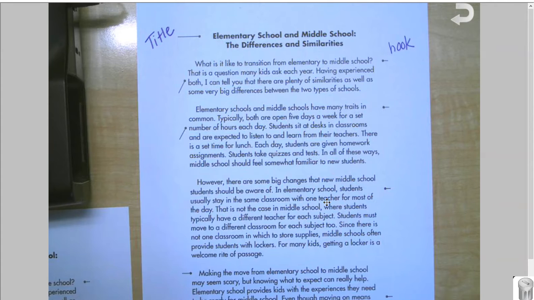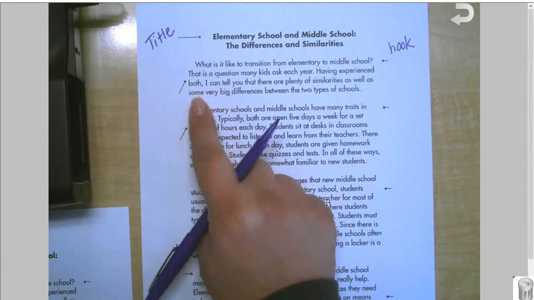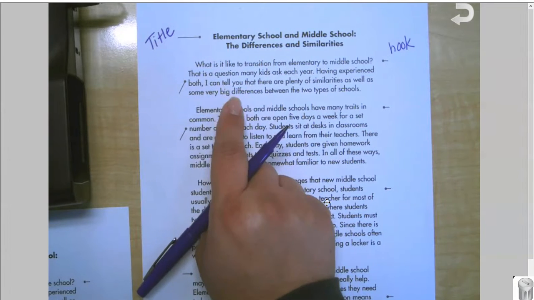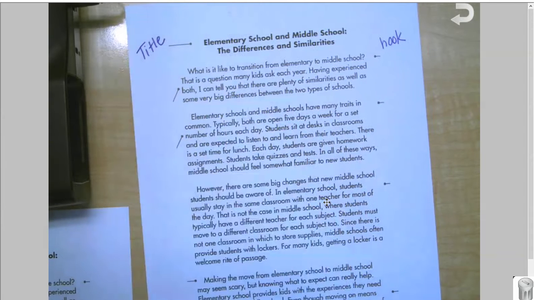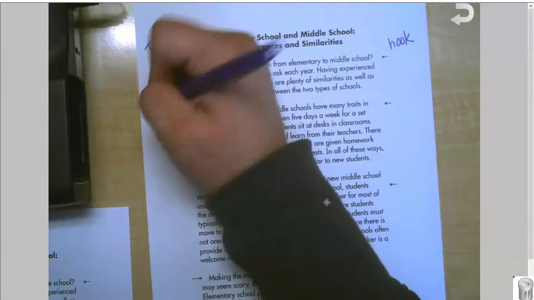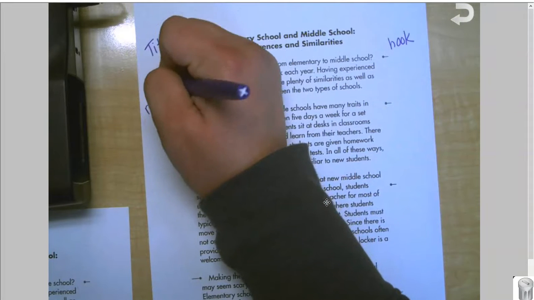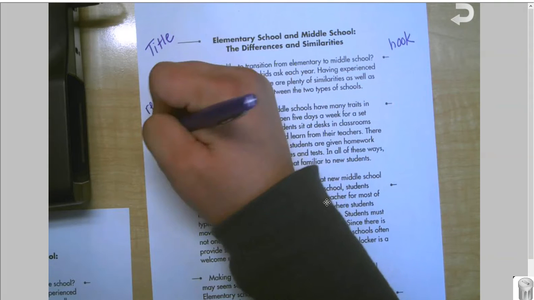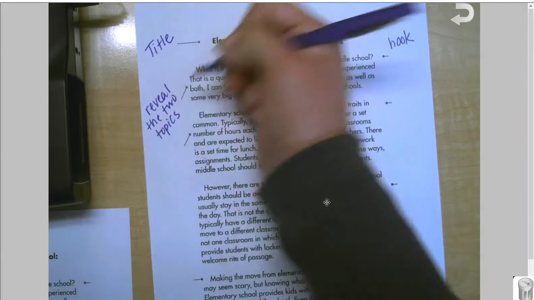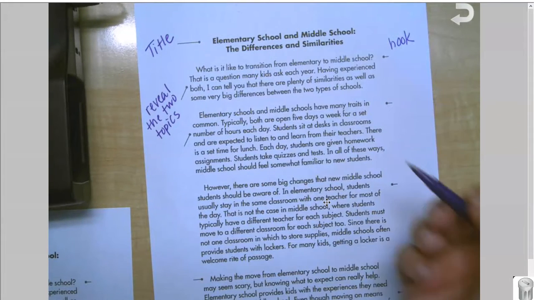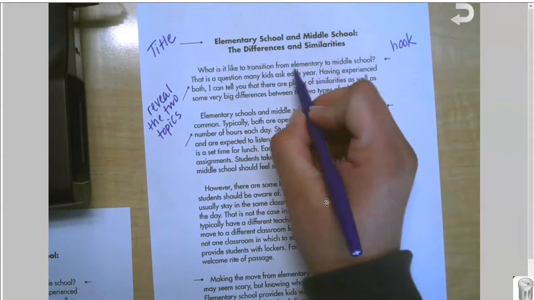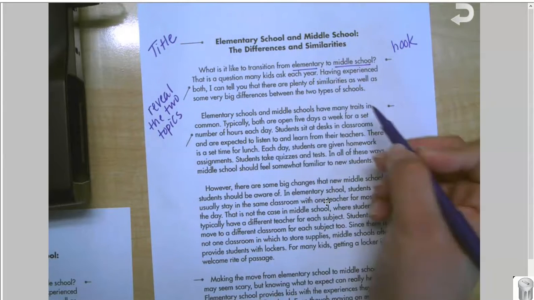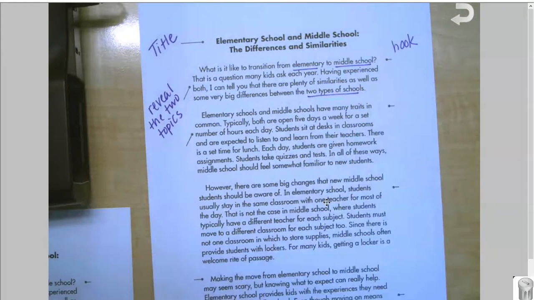Okay. Then you notice here that they are revealing the two topics that they are talking about. So in that introduction paragraph, you want to reveal what you're talking about. So reveal the two topics. Okay. So you can see here that we are talking about elementary school and middle school. Okay. Two types of schools. All right, next paragraph.